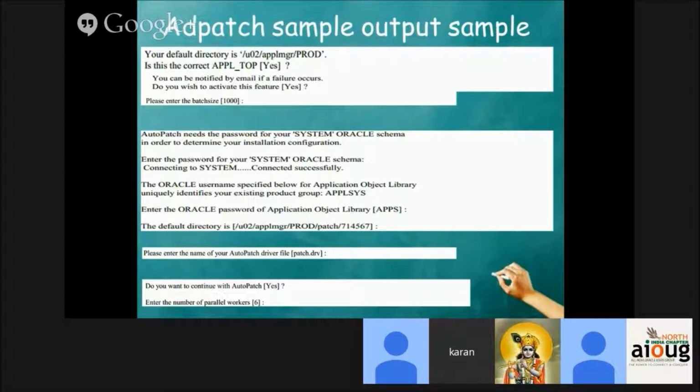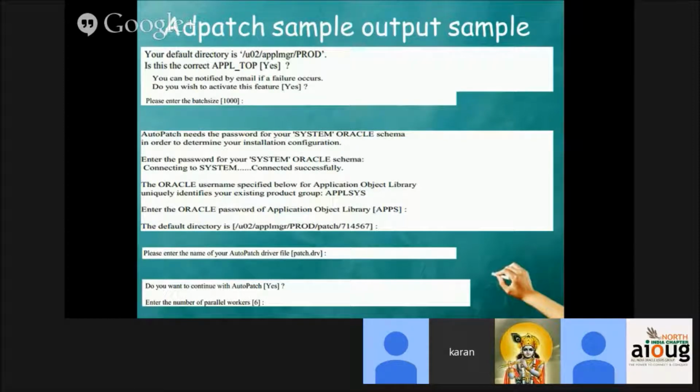The next it will prompt you will be for your system password, your application password, and then it will ask you for the directory where the patch is residing. As a safe practice, we always go to that directory and then run the AD patch utility. So it is prompting that the default directory is U02 Apple MGR prod patch 714567.